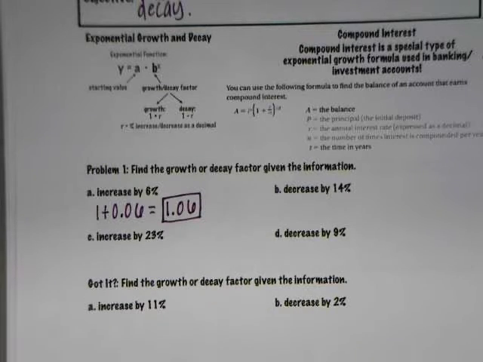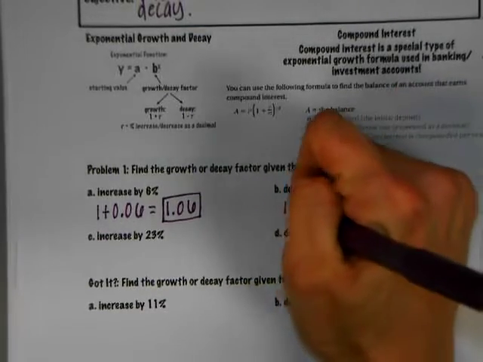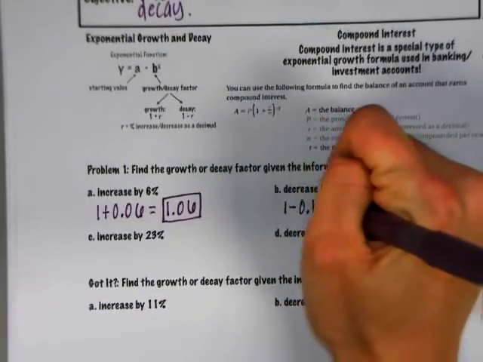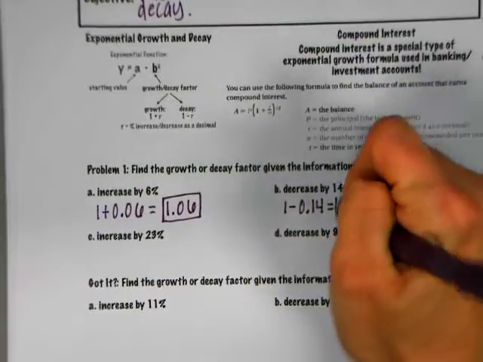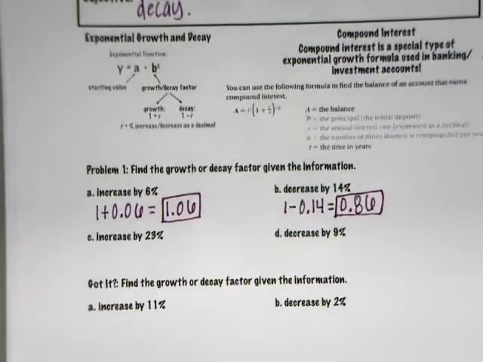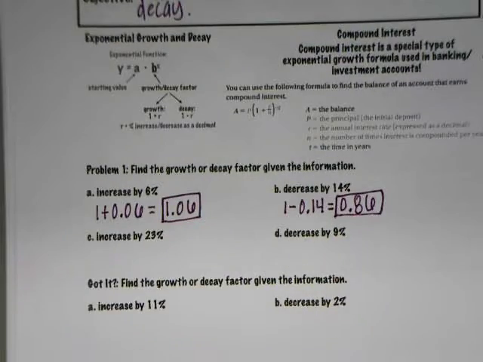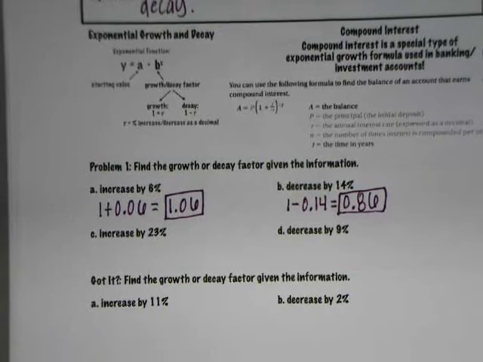So for B, a decrease by 14% is going to be 1 minus 0.14, 0.86, or 86% of the original. If you're not sure how to convert a percentage to a decimal, especially if your percentage already has a decimal, all you have to do is divide it by 100, and it'll convert it. Okay? So this one, for C, what would I do on that one?